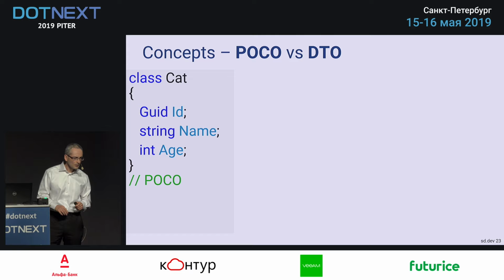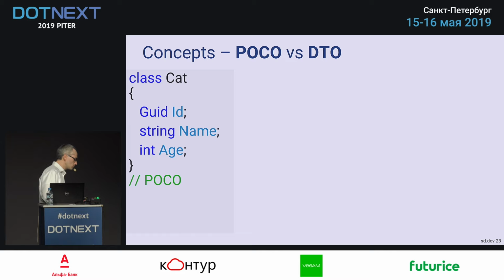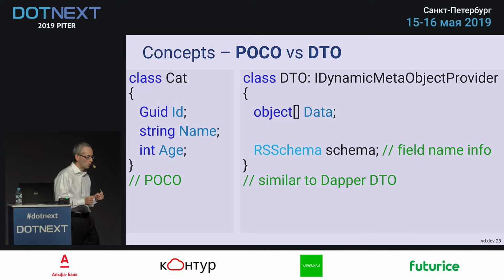So let's compare these two concepts of POCO and the DTO, and let's try them in practice and see how it feels. On the left, you see a classic POCO object. Here I have a class Cat with three properties, Id, Name, and Age, of type Guid, string, and int. Very classic, very simple. On the right-hand side, you can see the DTO equivalent. It implements a dynamic interface because some of the calls will probably want to be dynamic. And it has our data object array in it.